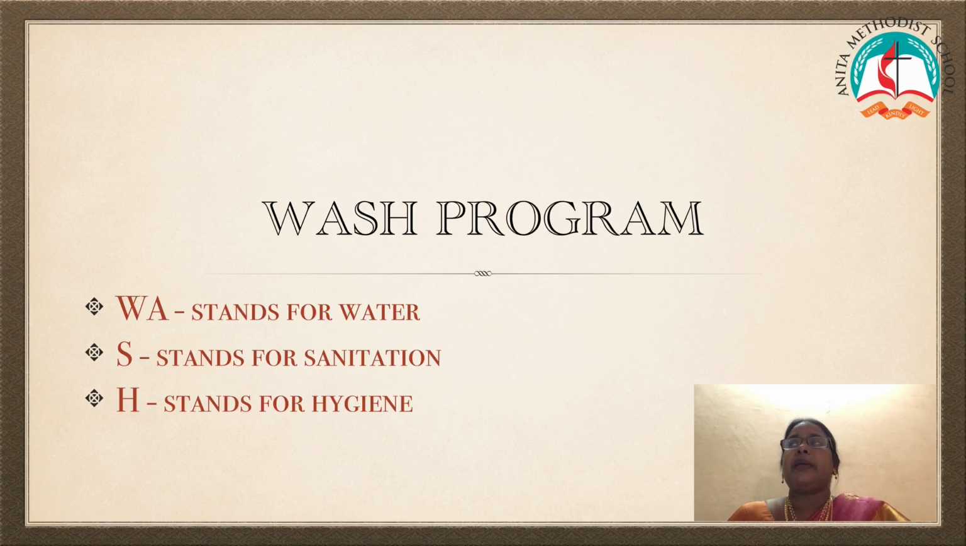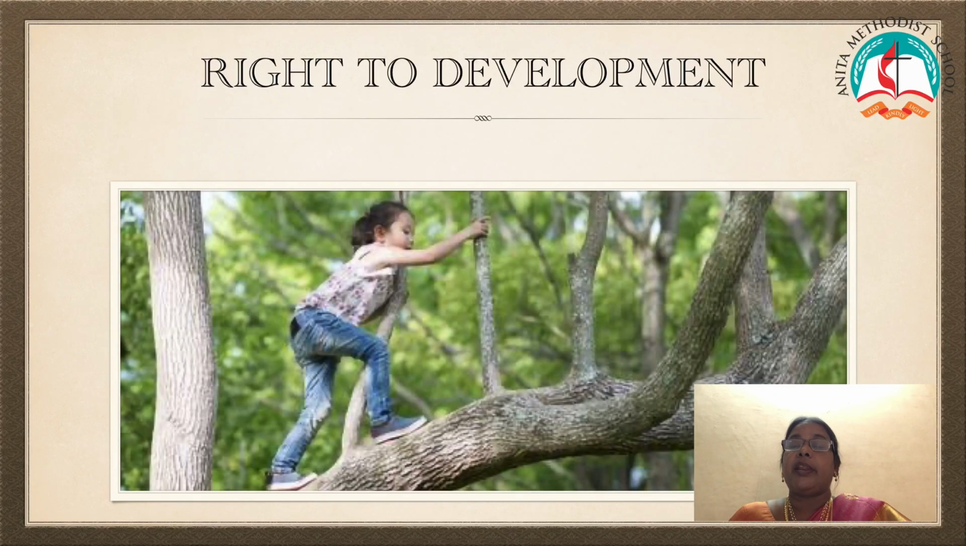So this means children should have access to clean water for drinking and all other needs. Okay. So you have to wash your hands regularly. That is the wash program, and this also comes under the right, that right for survival. Okay. Now next we are going to learn about the right to development.